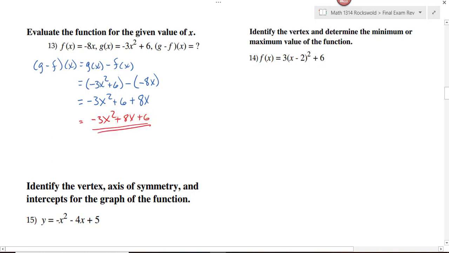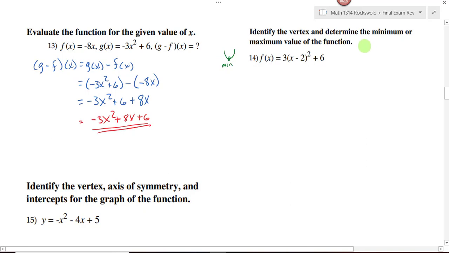On number 14, we're asked to identify the vertex and determine the minimum or the maximum value of the function. What type of function is this? Linear, quadratic, cubic? It's quadratic. And will it open up or will it open down? It opens up because the leading coefficient is positive. So is this going to have a maximum or a minimum value? It has a minimum value at the vertex.